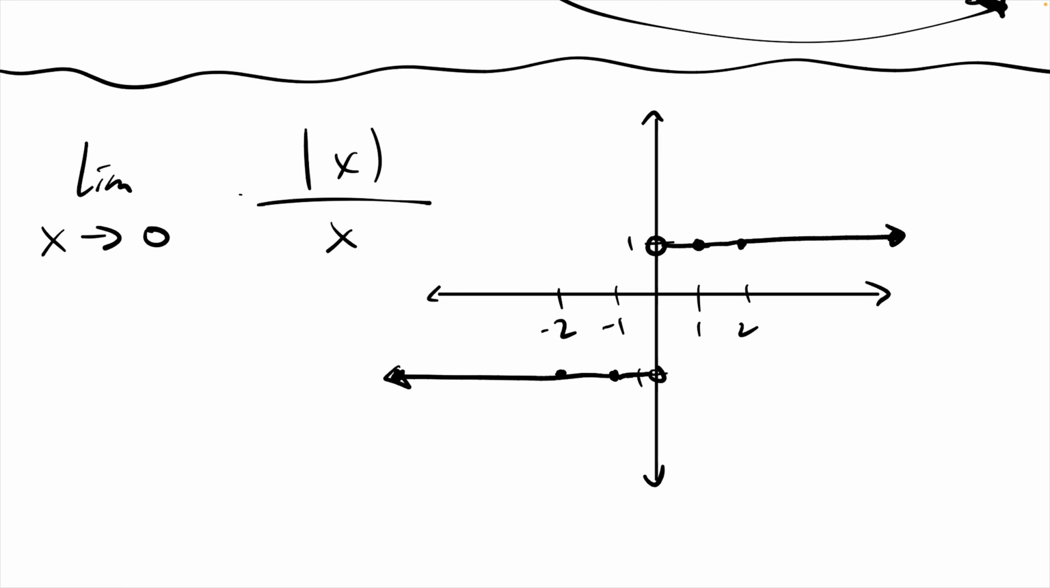D and E. There you go. Why is it D and E, Damon? You're right. At 0, it approaches two different numbers. One's positive 1, one's negative 1, right?